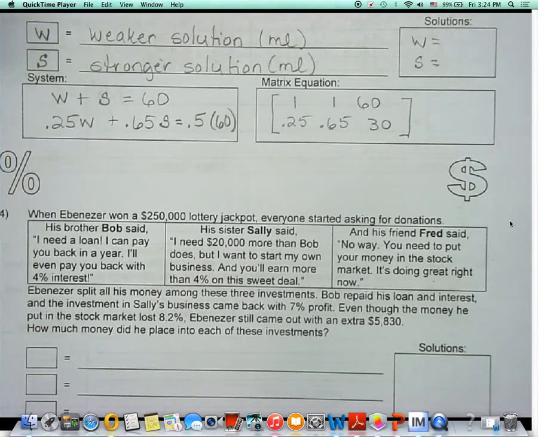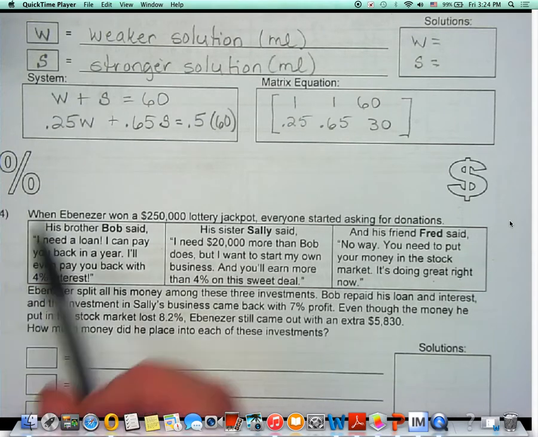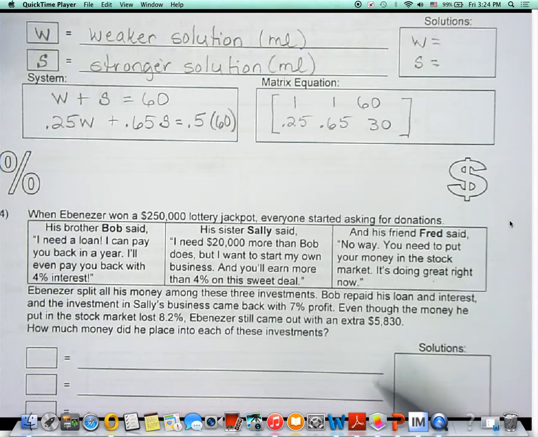And that one's with the dollars and percent. Percent is the mixture problem. The dollar is this number 4.